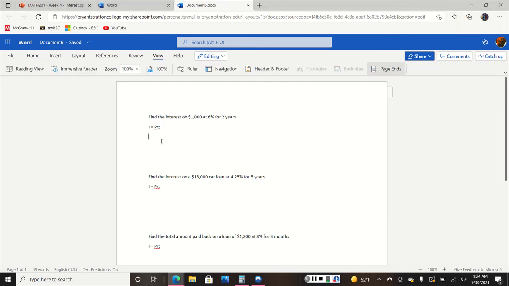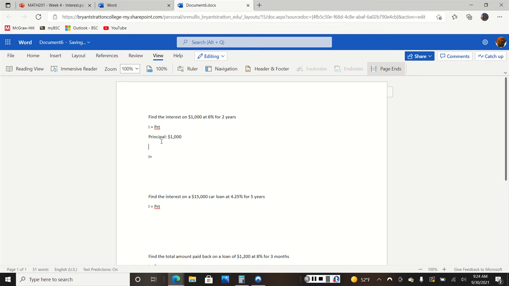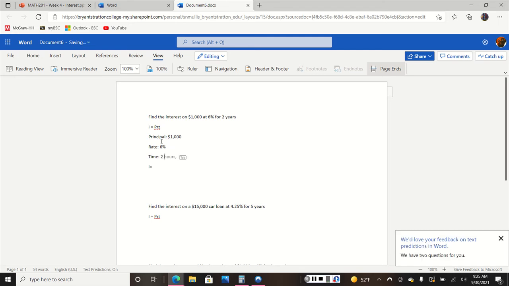All right, so in the first question, you see it says find the interest on $1,000 at 6% for 2 years. So we're going to try to find what I equals. And based off of the information, the first thing we have is the principal. So the principal amount is $1,000. The interest rate or rate is 6%. And the time period is 2 years.